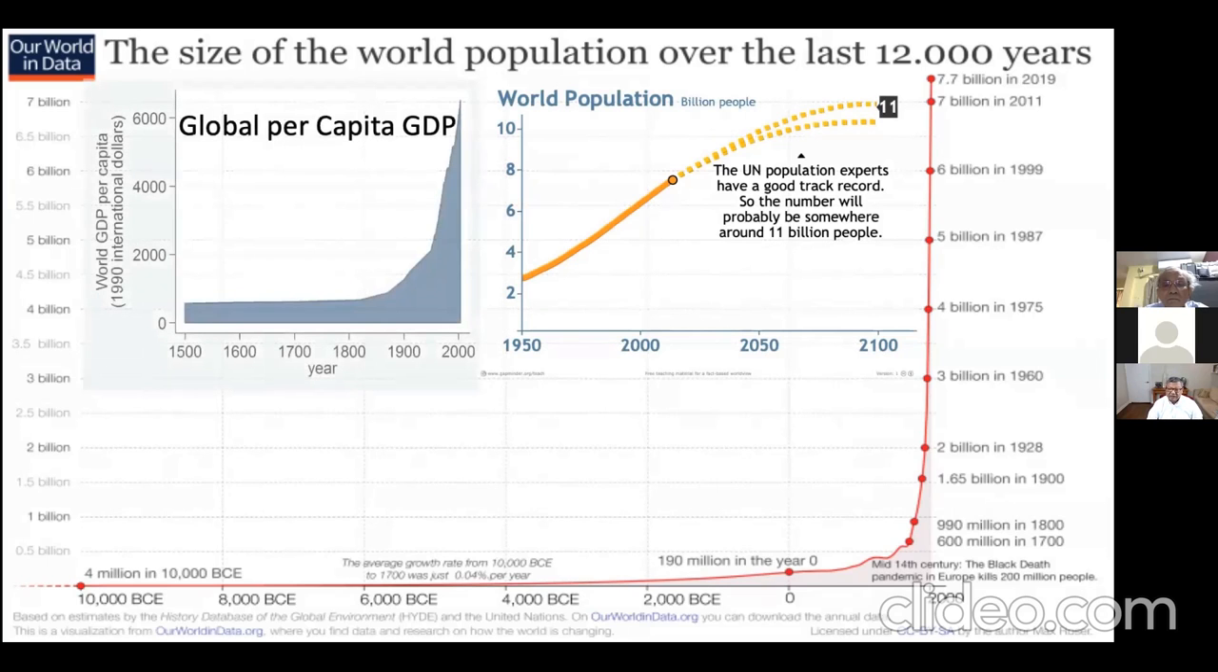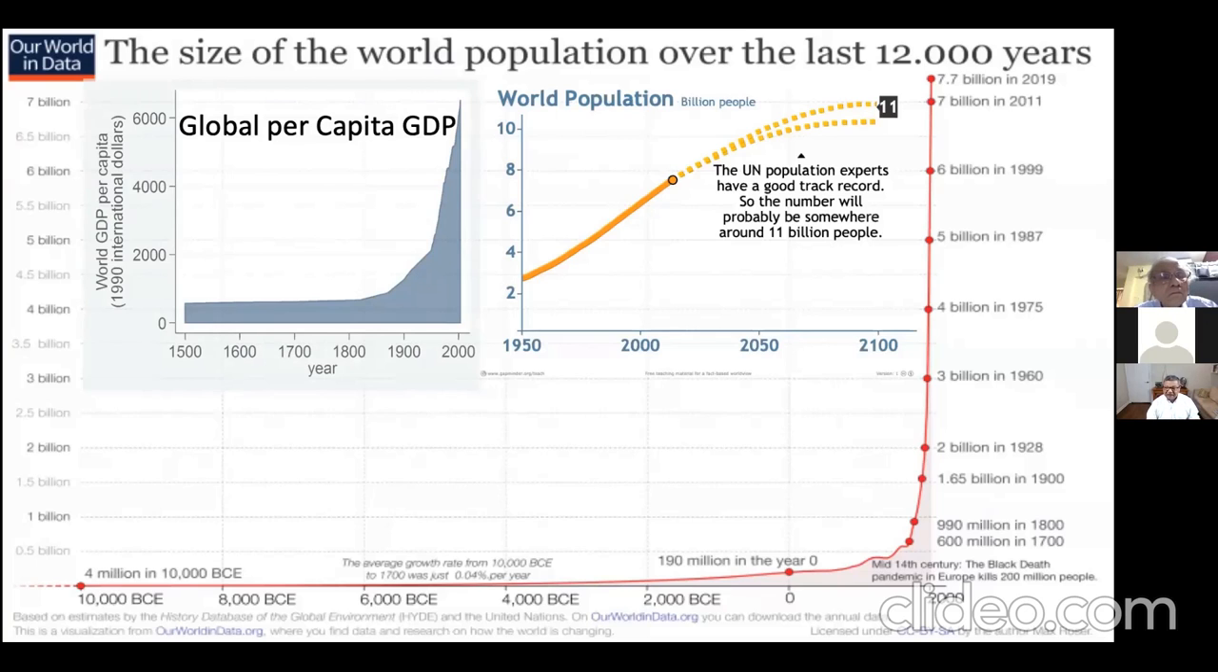During this time, an unusual thing happened, which is the per capita global GDP, not the GDP by itself, the per capita, went up exponentially. And people became more prosperous. If that is a measure of prosperity, actually that's not the best measure, but nevertheless, it is used, the per capita GDP, and that went up exponentially. And the question is, why did this happen?